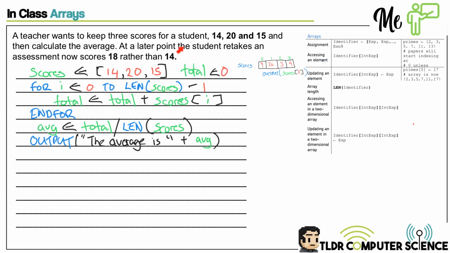At a later point, this is like a story or something. The student retakes an assessment and now scores 18. So in this thing here, it's 18 rather than 14. How do I change the value in there to 18? So what's the name of the array? Scores. It's an array, so what do I use? And then where is 14 stored? Position 0. And then what do I assign in that box now? 18. There you go. Wonderful.